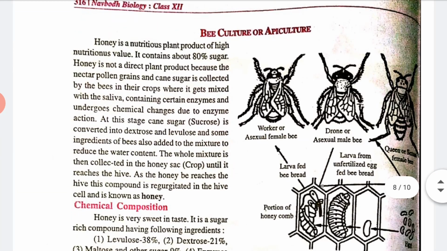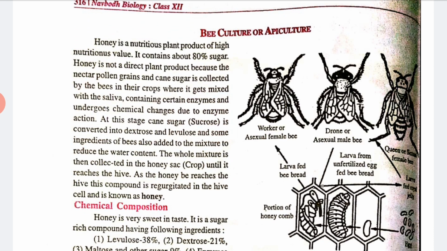Now next we have bee culture. Again, we all know what bee culture is, right? The formation of honey. Honey is a nutritious plant product of higher nutritional value. It contains about 80% sugar.